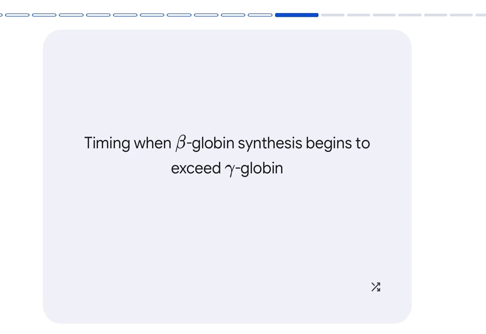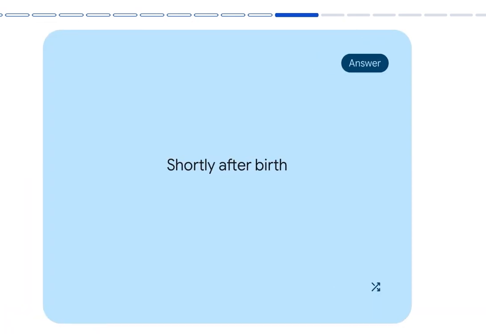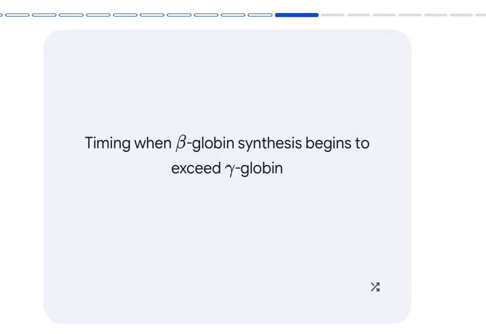Timing when beta globin synthesis begins to exceed gamma globin. It's shortly after birth. Shortly after birth, the beta globin synthesis starts to exceed the gamma globin.